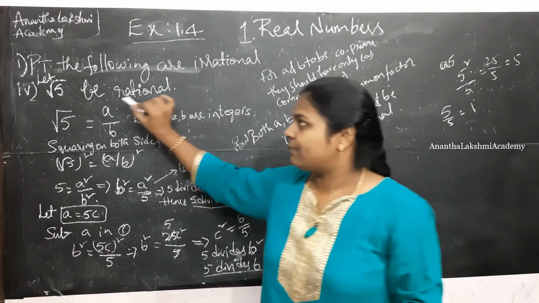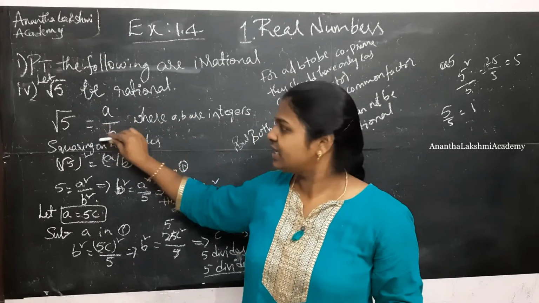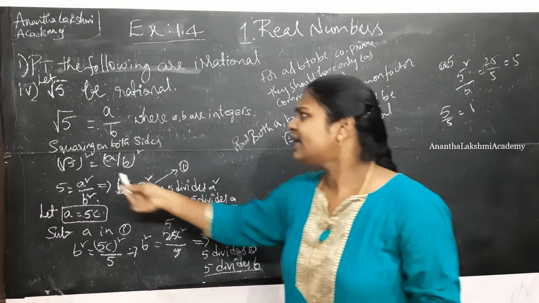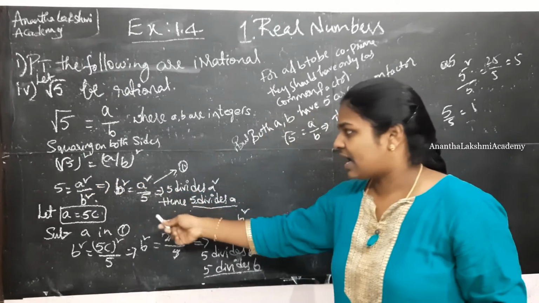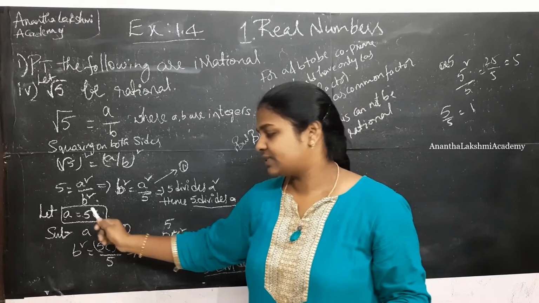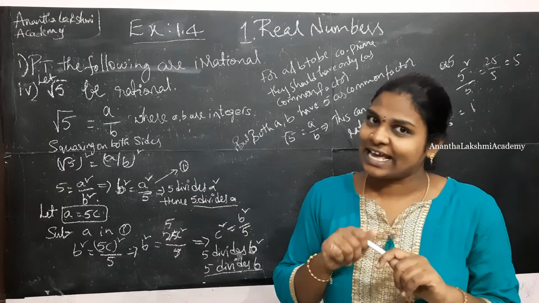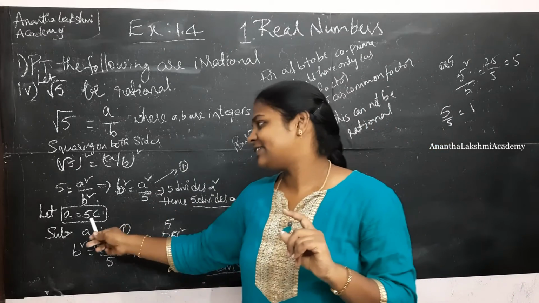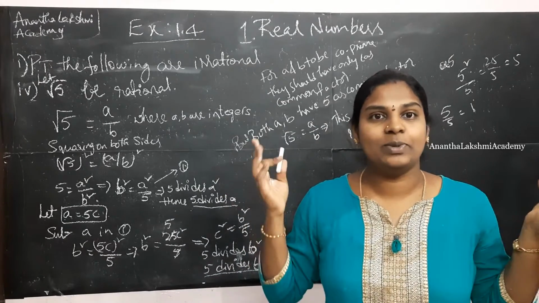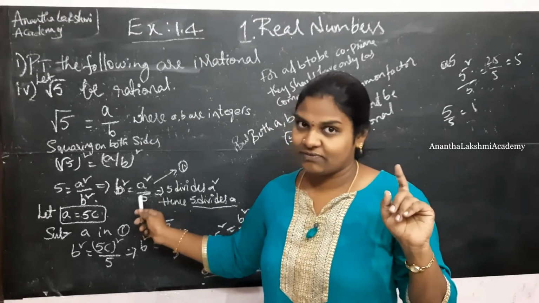So first, we assumed root 5 to be rational. But when we assume root 5 to be rational, it should be in the form of a fraction where a and b are co-primes. Now squaring on both sides, we figured out that a has a factor 5. Now I have substituted a value for a. Now the question should come up. If you are listening to the class properly, the question should come up. Why did we substitute a is equal to 5c? Why not 2b or something else? Because we figured out that a has a factor 5.